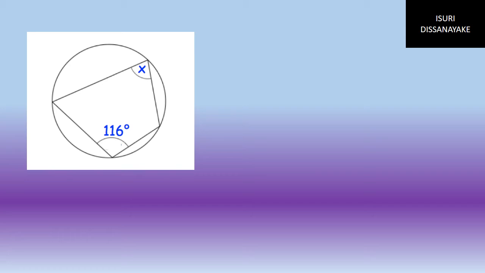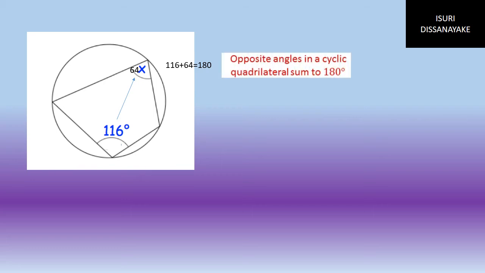Look at this figure. 116 and the angle x add up to 180 degrees because the quadrilateral lies on the circumference of the circle. Therefore, it is a cyclic quadrilateral. The two angles add up to 180. 116 plus 64 equals 180. Opposite angles in a cyclic quadrilateral sum to 180.